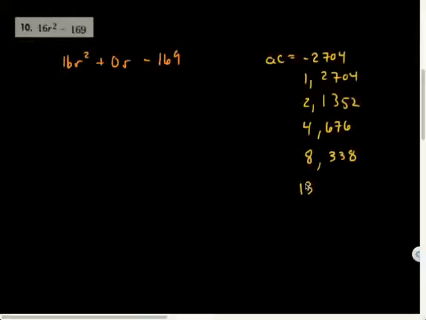Let's see, 2704 by 13, I get 208. Does 16 go into it? Yes, 2704 divided by 16, I get 169. Let's see, none of these so far are working. 17 wouldn't, 18, 19, 20, 21. I think the one that I'm looking for is going to be 52. And it turns out 52 goes in exactly 52 times.